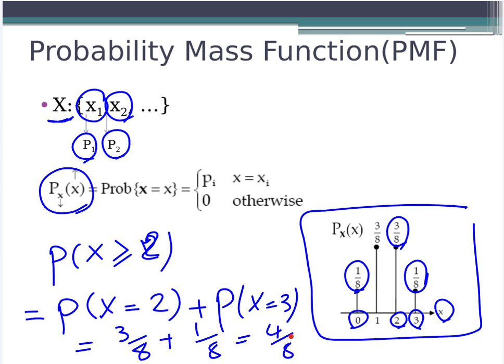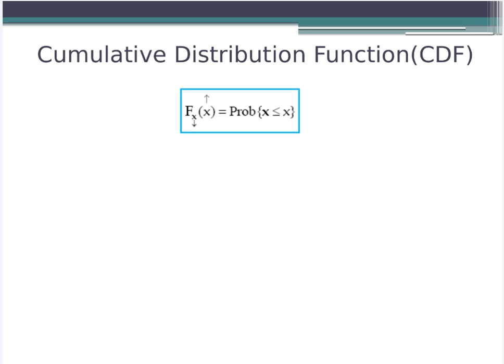If we have the PMF of a random variable, we fully understand that random variable. But again, pay attention that we can define the PMF only for discrete random variables. Okay? Any question? Let's go ahead.